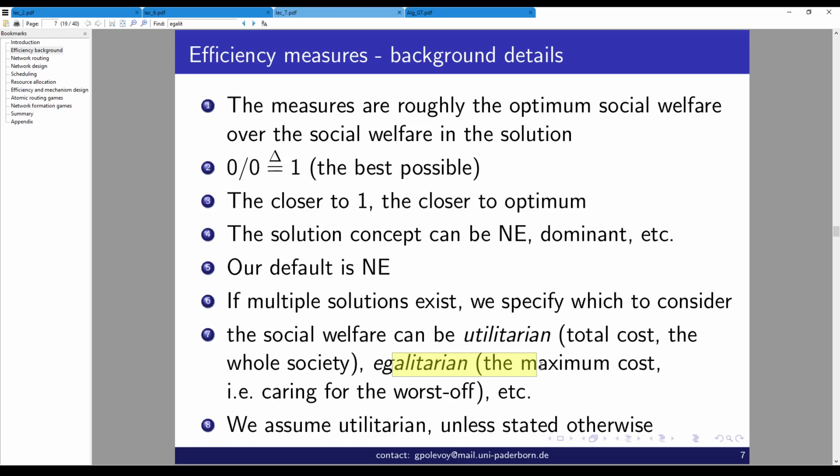But we are going to use utilitarian social welfare, which is the total cost or the total utility, unless we say otherwise. So the defaults are Nash equilibrium for solution, and the ratio between the optimum social welfare in some profile and the social welfare in a Nash equilibrium, when the social welfare is defined in the utilitarian way.